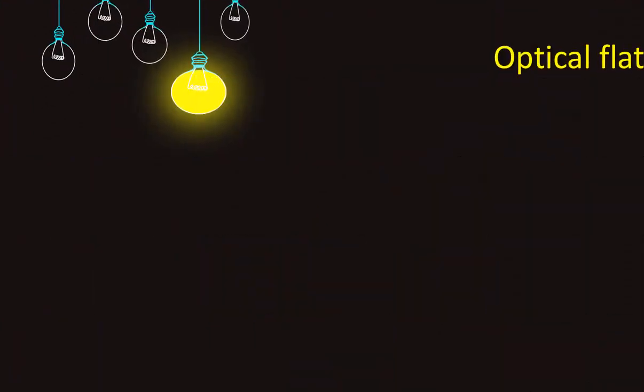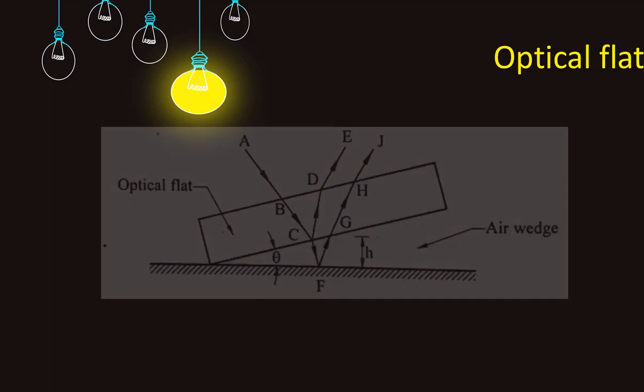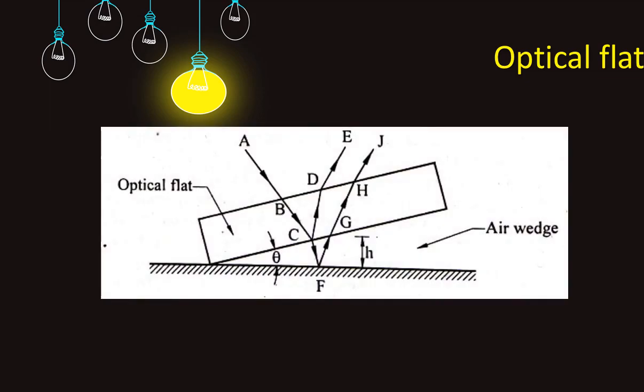Now let us check the figure of the optical flat to understand its construction and working. This is the figure of an optical flat. When an optical flat is placed on a workpiece surface, it will not form an intimate contact, but it will be at slight inclination to the surface, forming an air wedge between the surfaces as shown in the figure. Here we can see the air gap, also known as the air wedge. It is due to inclination.